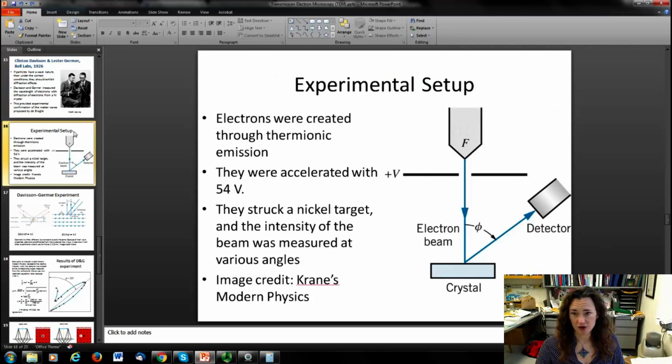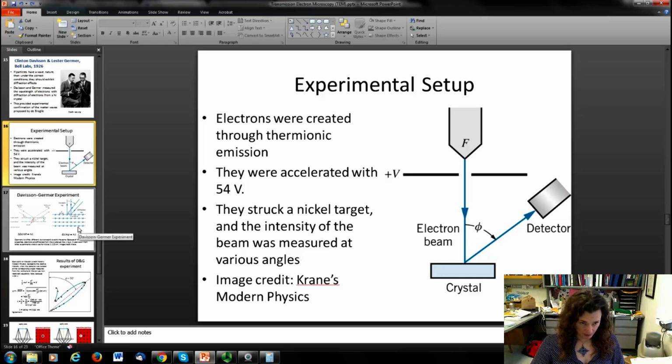Now, just to go over it, what they did was they created the electrons through thermionic emission. That should sound familiar. And they accelerated them with a voltage of 54 volts, calculated what the wavelength of those electrons should be based on de Broglie's hypothesis. They then struck a nickel target with that, and then they had a detector here off to the side where they measured the intensity of the beam that was measured at various angles.